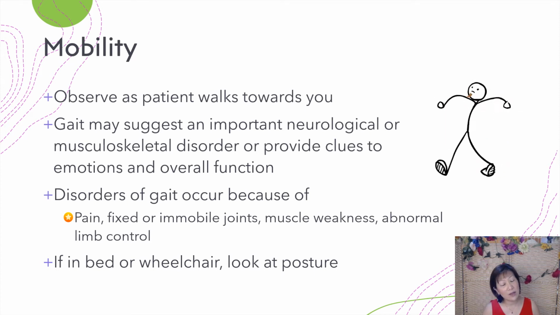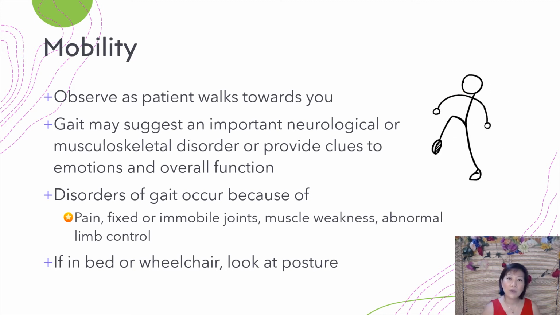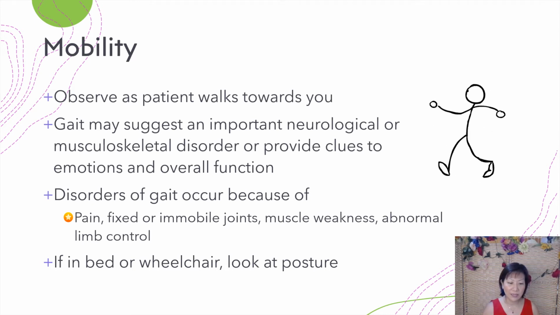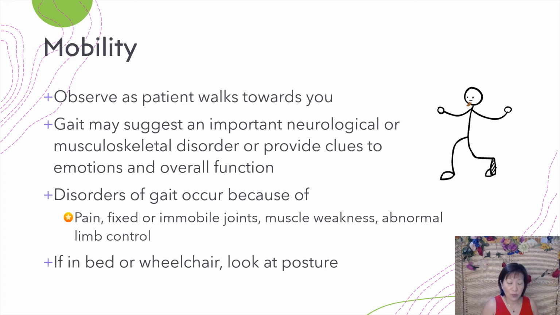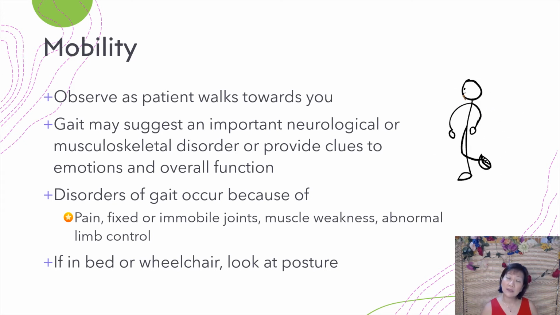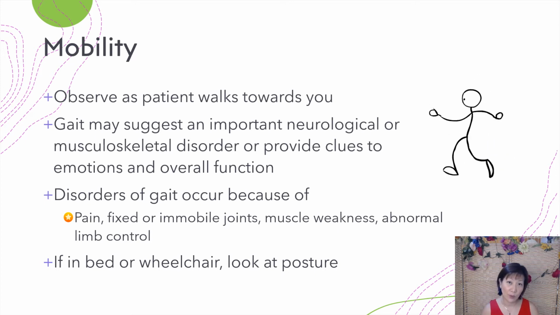Potentially, if you think about a Parkinson's patient, for example, that halting gait, you can easily grasp what I'm trying to tell you. Now, if the person is in bed or wheelchair, look at the posture of the person. Sometimes they could be contractured, sometimes they could be flat, and all these are signs and symptoms and give you clues about the previous medical history of a person as well.